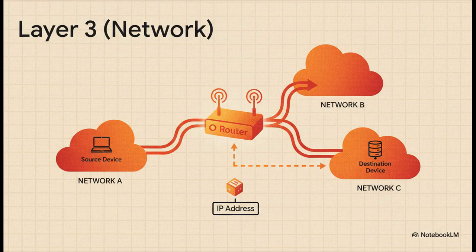Now, flip that completely on its head for layer 3, the network layer. Layer 3 is playing the long game. It is all about the final destination. It uses a logical IP address to guide its data, which we call a packet, all the way from you to a server on the other side of the planet, crossing dozens of networks. And the device that makes this magic happen is the router.